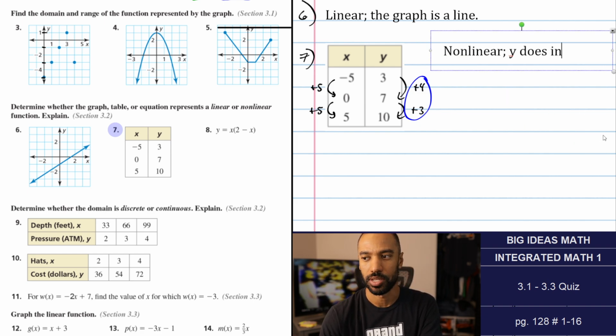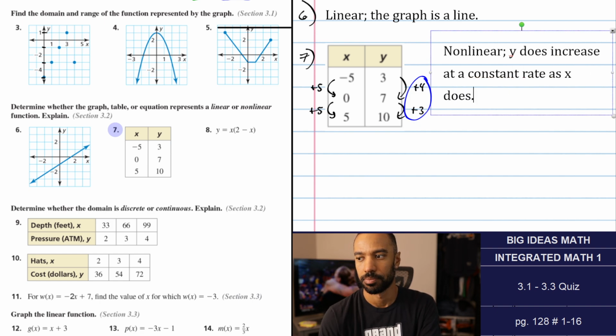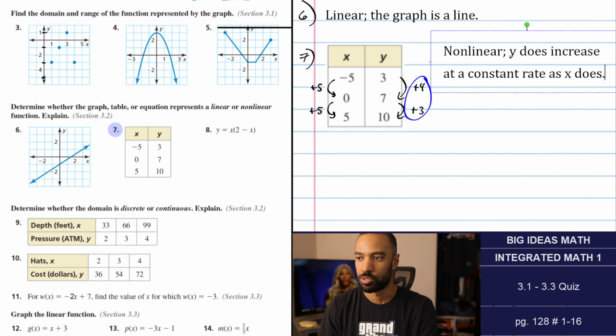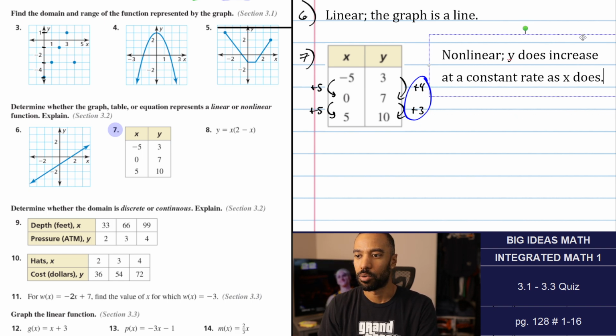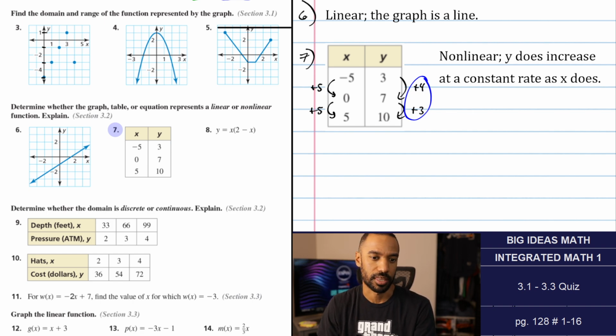Y does not increase at a constant rate as x does, as noted by my values. Now, they don't need to actually increase. Y could decrease at a constant rate and still be linear. Okay, but just not the case here.